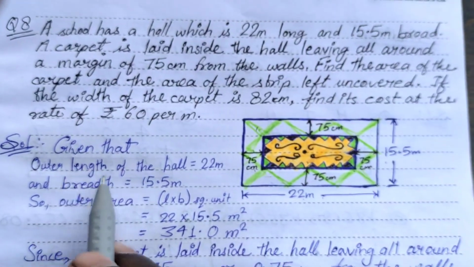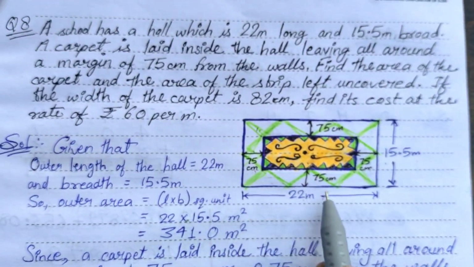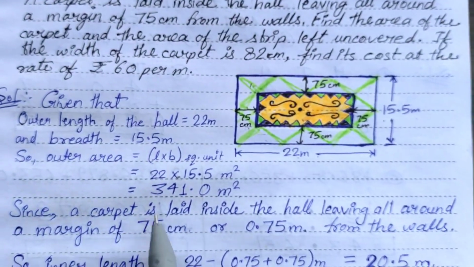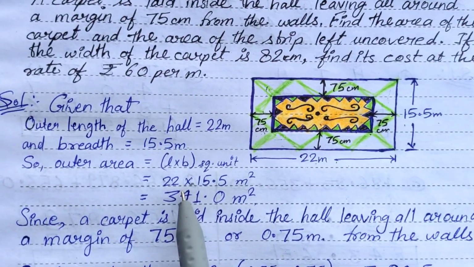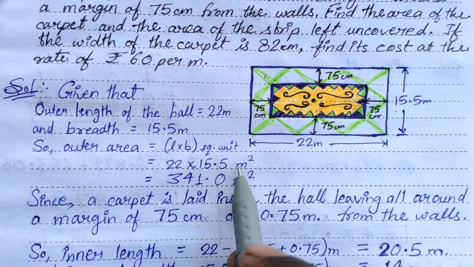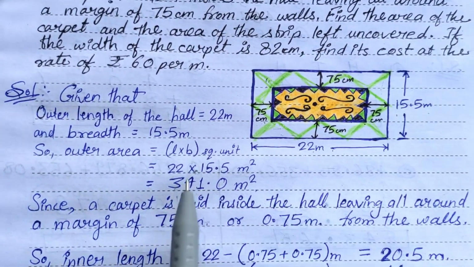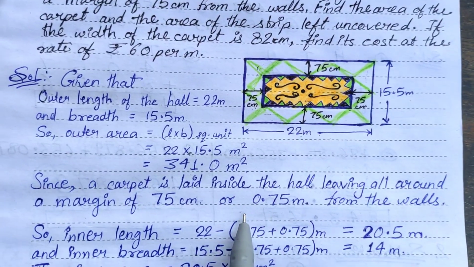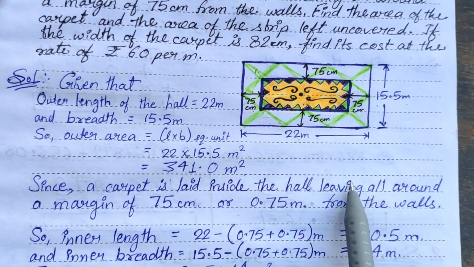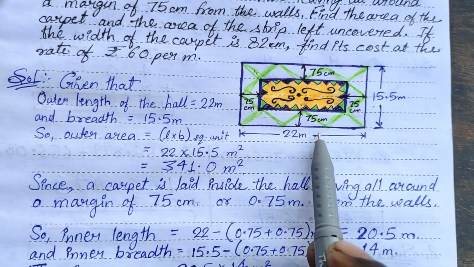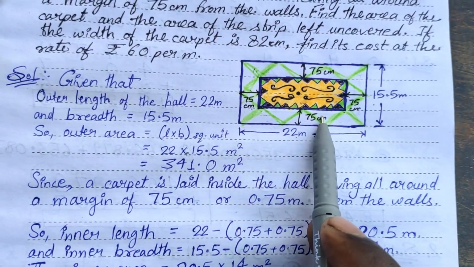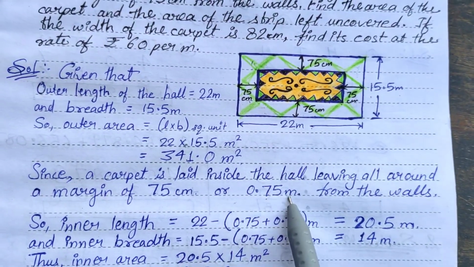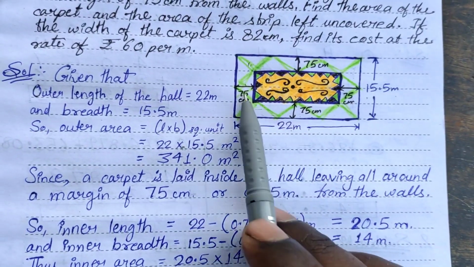Given that outer length of the hall is given, outer breadth is given, so total area, or say outer area, goes like length into breadth. 22 into 15.5, we have 341 meter square total area. Since a carpet is laid inside the hall, leaving all around a margin of 75 centimeter, or converting it into meter, we have 0.75 meter from the walls.